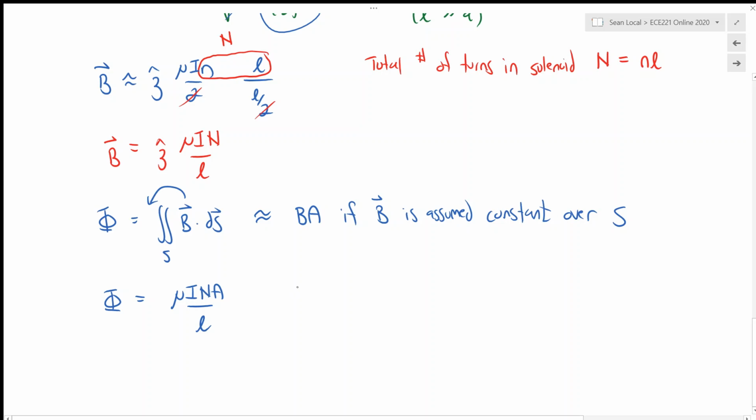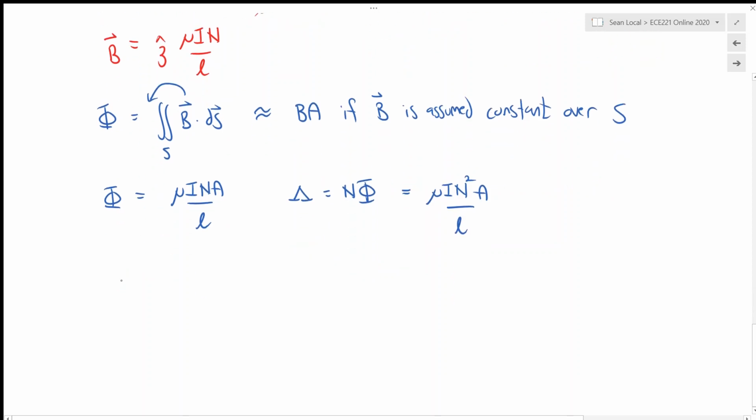Next, we have to find the flux linkage, lambda, which is equal to, from our definition from the previous slide, N times phi. So we're going to end up squaring n in this phi expression. We're going to end up with mu I n squared times A over L. Now we can finally evaluate the inductance of this solenoid. We take the flux linkage and we divide by I. And so we're going to be left simply with mu n squared A over L.